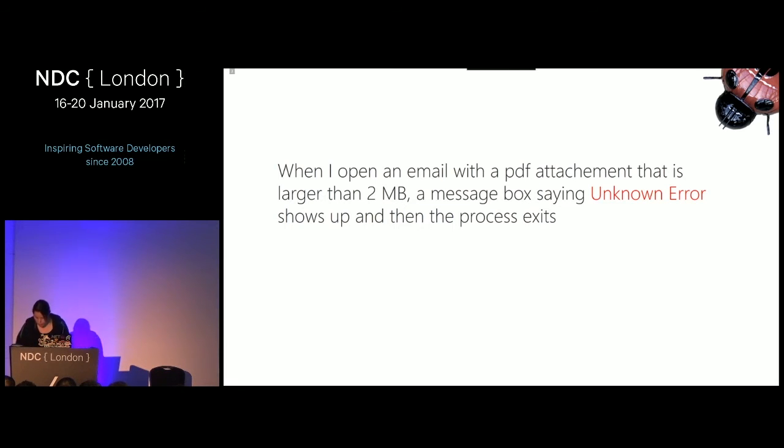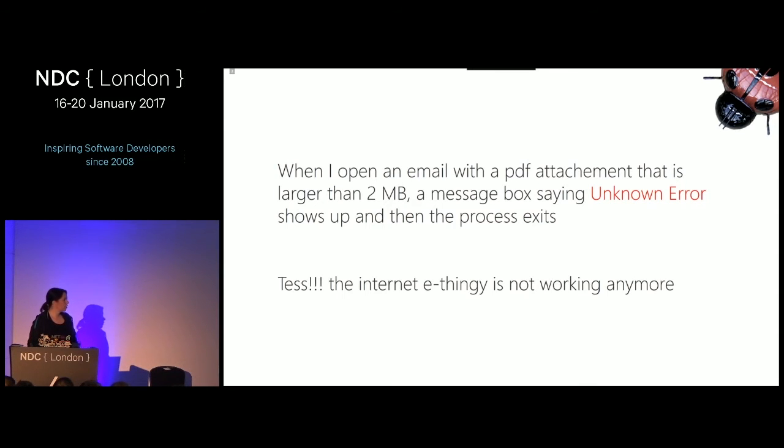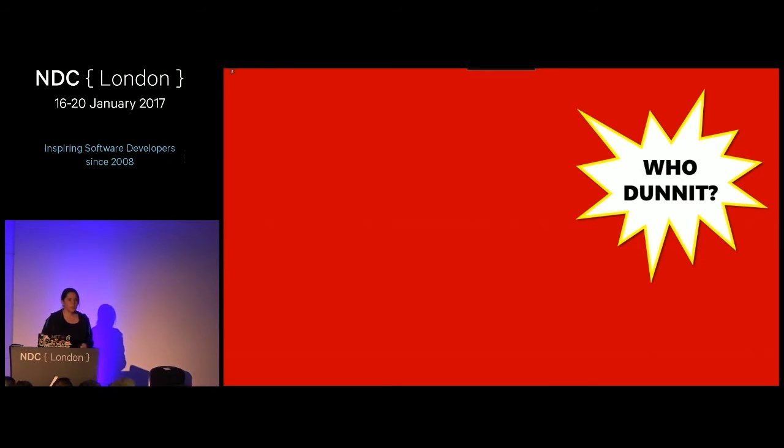But more often than not, the person the app is crashing for is like my mom, who comes in with this message saying, "Hey Tess, the internet e-thing is not working anymore." You're going, okay, so does that mean it's not serving pages, or does that mean it's just going away? So then you ask, so Mom, what were you doing? And she's like, I didn't do anything. So if she didn't do it, then who did it?